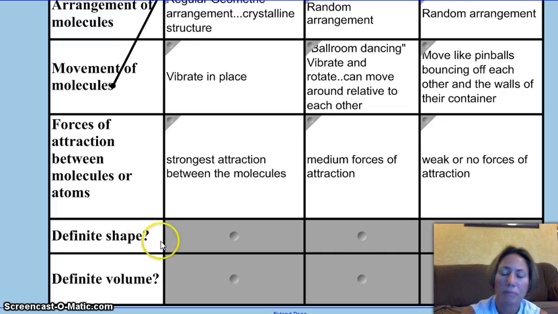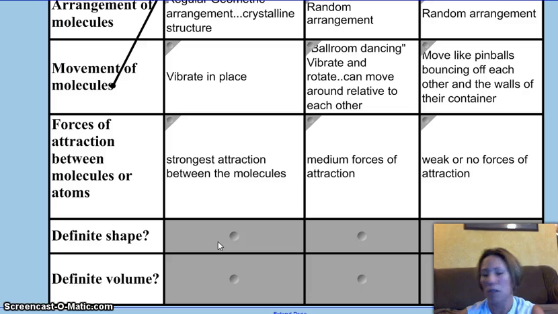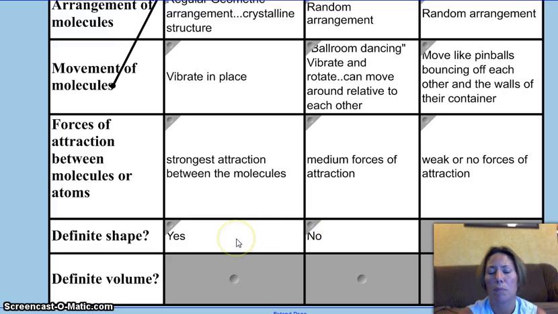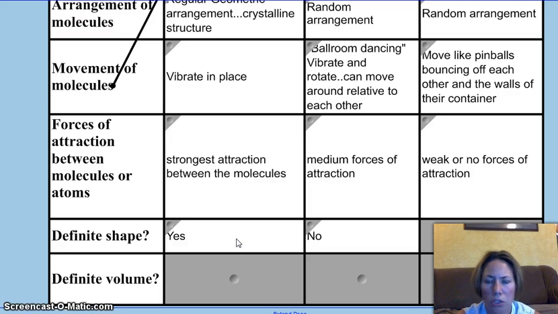Definite shape, solids do. So if I take my phone and I put it in a cylinder, it's still going to have its same shape. It doesn't morph to the container. So they have a definite shape. Liquids, however, do not have a definite shape. So if you put a liquid in a star-shaped container, it'll have a star shape. If you put it in a SpongeBob SquarePants shaped container, it'll be SpongeBob SquarePants shaped. And gases also do not have their own shape. They take the shape of their container.